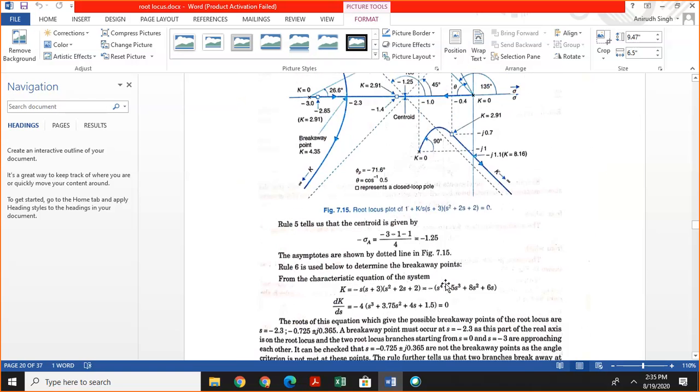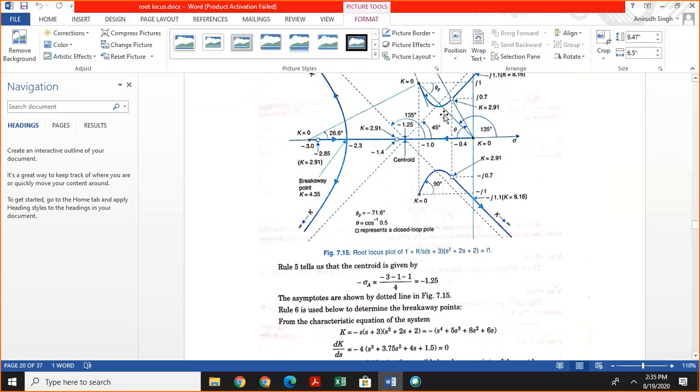These are the points. These are the real poles. This real pole starts from this, which is equal to 0, and approaches toward this point. This branch approaches toward this point, and this branch approaches toward this point, and at a certain point, this is the breakaway point. From this breakaway point, this branch becomes a complex pole.